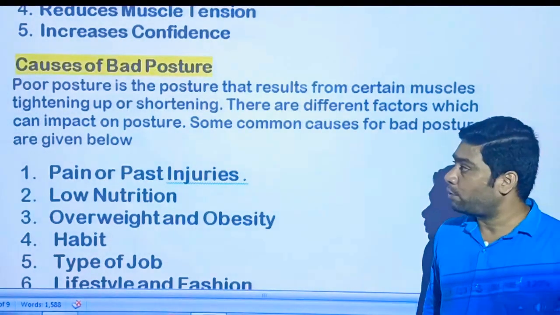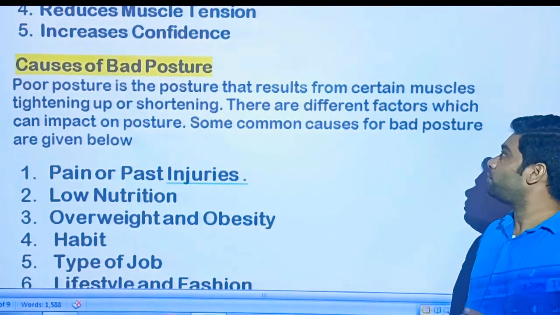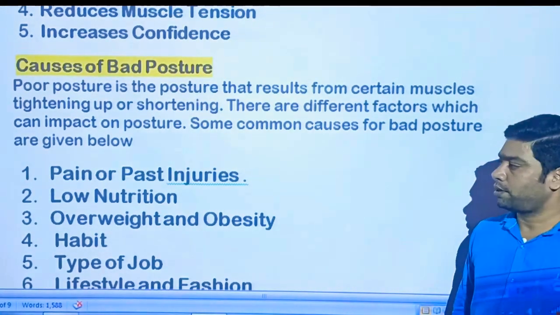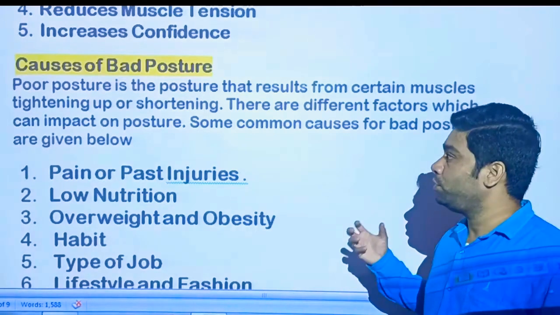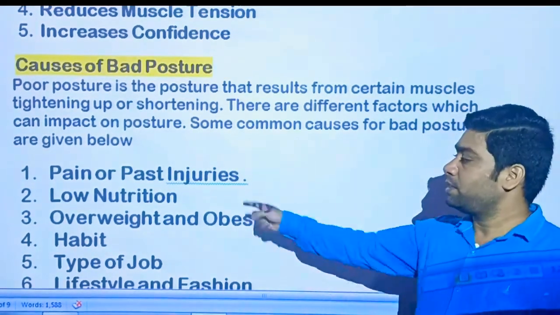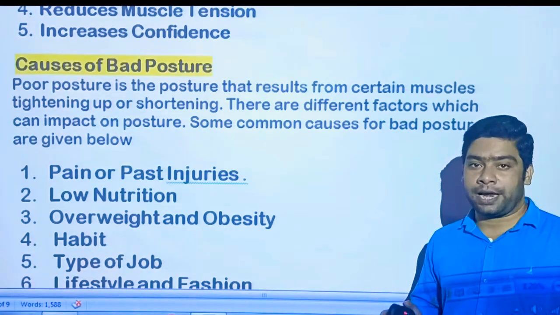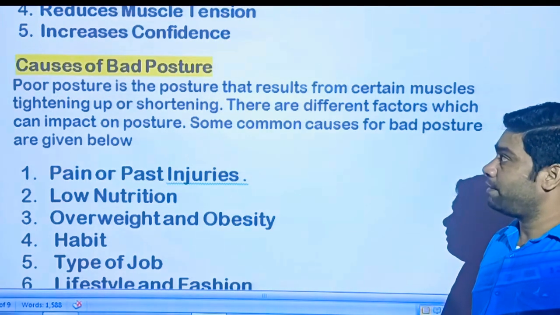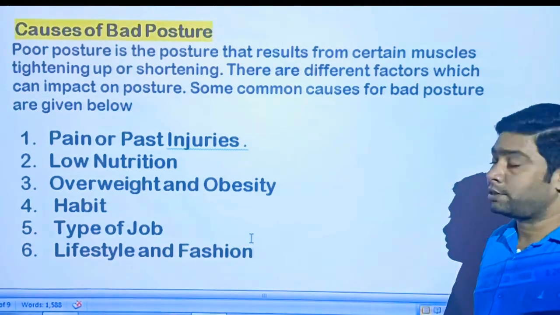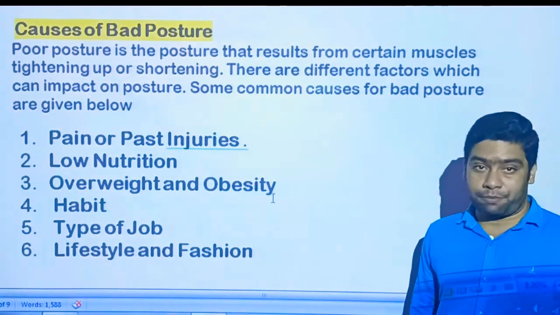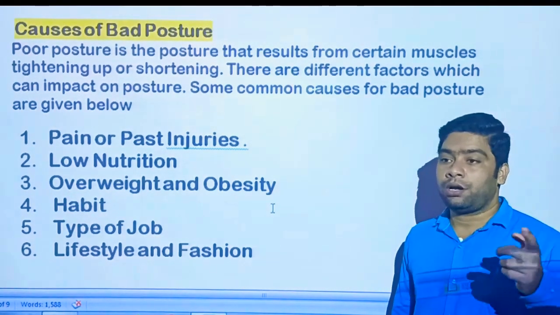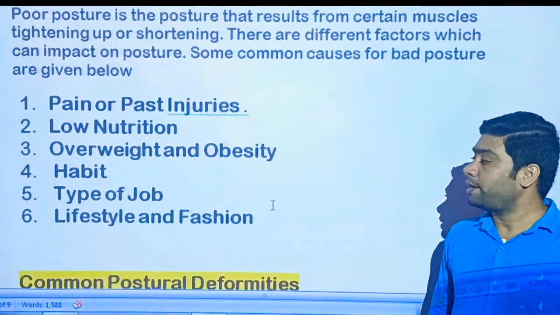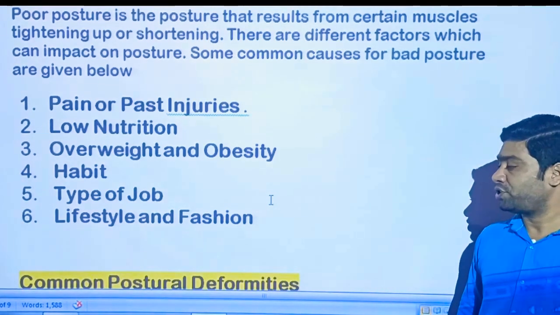Now, causes of bad posture. Poor posture is the posture that results from certain muscles tightening or shortening. There are different factors why people do not use proper postures. The first thing is pain or past injuries in any body part. Low nutrition. Sometimes, whenever we don't have proper nutrition, our body is not balanced properly in sitting and standing posture. Overweight and obesity. Maybe this is the reason for not standing properly, and in the same way in sitting. Habit and type of job, lifestyle and fashion.